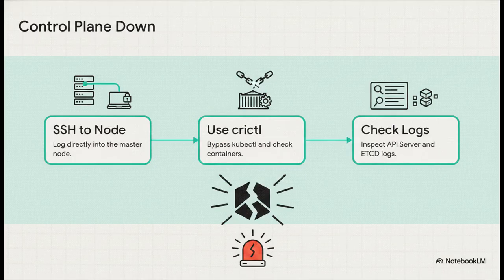But here is the million-dollar question. What happens if the API server itself goes down? If your C-suite is suddenly offline, your standard commands are just going to throw connection refused errors at you. You need an ultimate fallback protocol. Your engineers actually have to SSH directly into the master nodes, bypass kubectl entirely, and use a tool called crictl to interface directly with the container runtime. From there, they can debug the API server and etcd logs to figure out exactly why the control plane crashed in the first place.